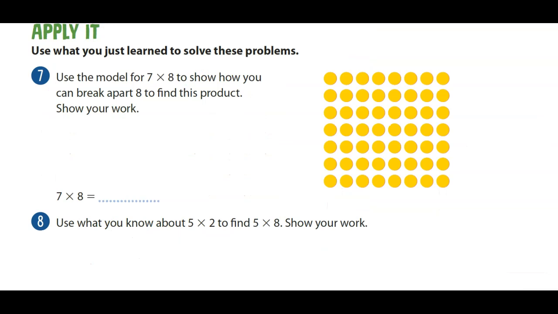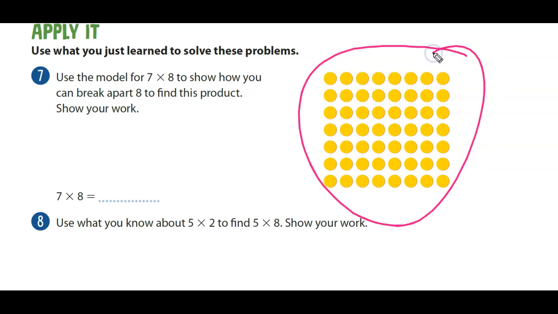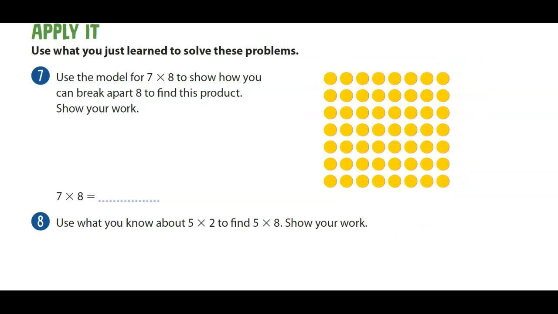Okay, look at number 7. It says, use what you just learned to solve these problems. So we're just breaking it apart. I need to break this array apart into 2 multiplication facts to make it a lot easier to multiply. Okay, and then I add the two numbers. Go ahead and do number 7 for me. All right. So, what method are we going to use? Break apart.